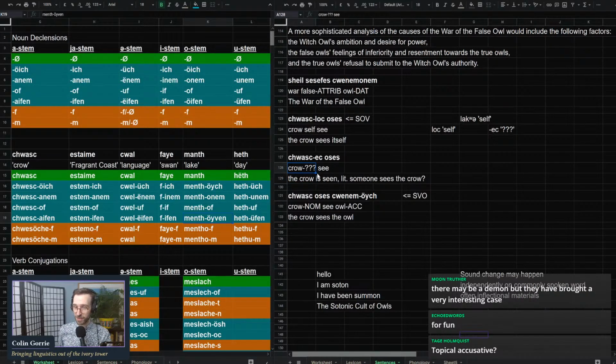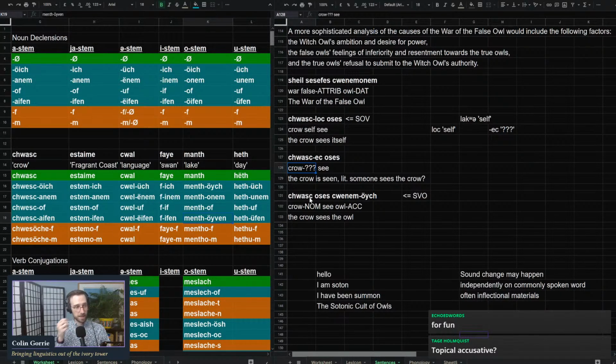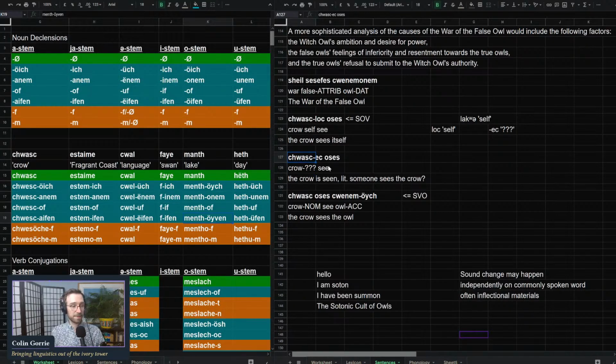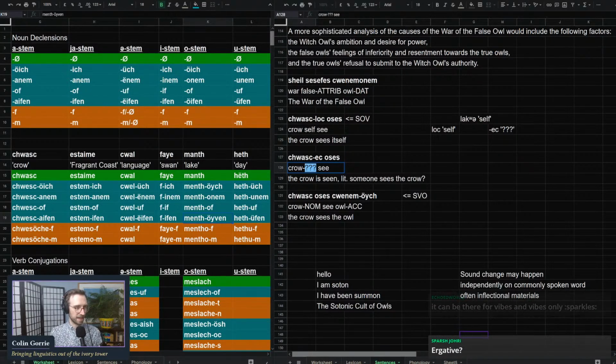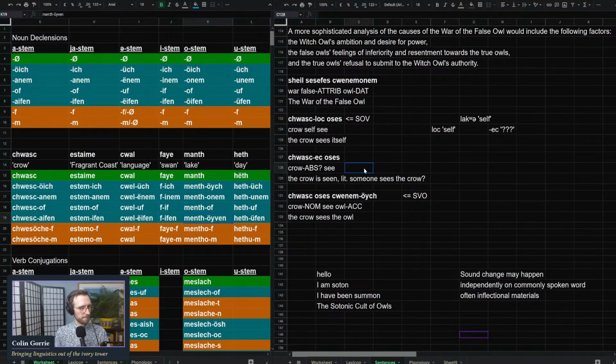What we might be able to call it is the start of a tripartite system. So we have a certain type of intransitive sentence. The crow is seen, where the subject is a patient. We have a marker on it that's kind of like, I don't know, absolutive? Because if you want to say the crow sees, how would we say that?